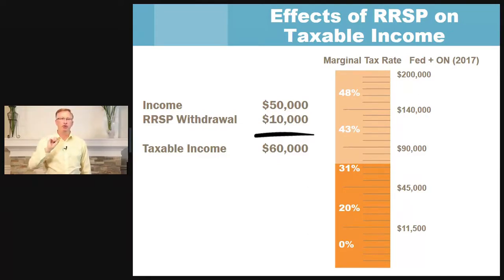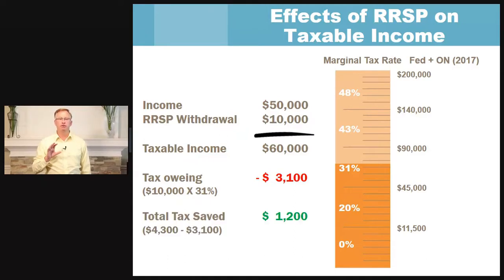Now, in this scenario, your income has gone from $50,000 to $60,000. That's all in that 31% tax bracket. So when you put the money into the RRSP, it was done in the 43% marginal tax rate. Now when you're taking it out, it's all being taxed at the 31% marginal tax rate. So the resulting savings in taxes is $1,200. Take the $4,300 in tax savings that you had, subtract the $3,100 in taxes you have to pay on this money when it comes out, and your total tax savings is $1,200. So that's how an RRSP works when it comes to your taxes.